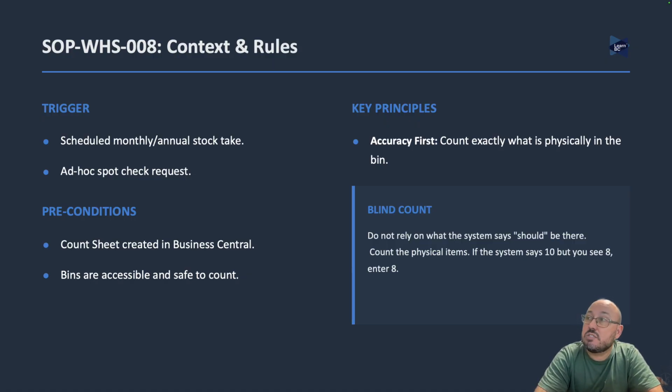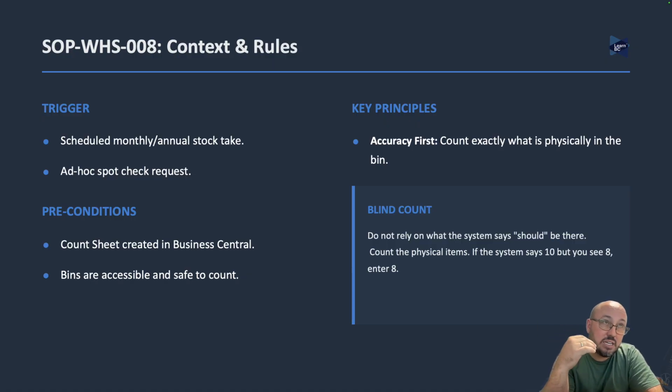The preconditions: the count sheet is created in Business Central. Bins are accessible and safe to count. And the key principle here is accuracy first. Count exactly what is physically in the bin and enter it. The blind count, you don't rely on what the system says.